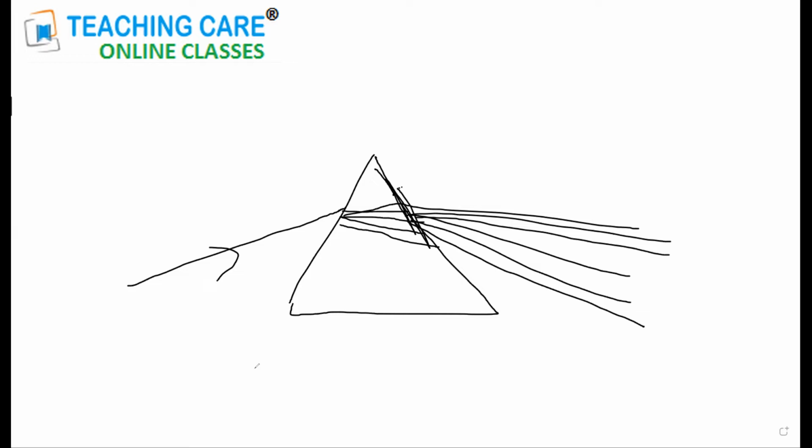Due to this reason, we can consider the sound wave a form of energy. We can say sound energy, noise energy. So how can we say that sound is a kind of energy? Since it shows the interference and diffraction effect, we can say that it's a form of energy.